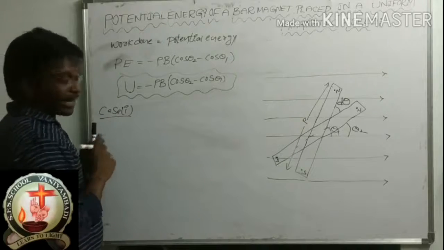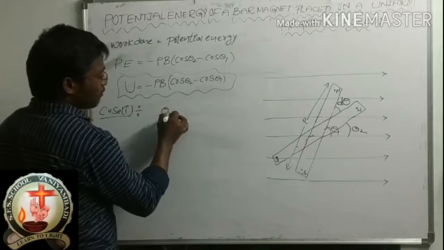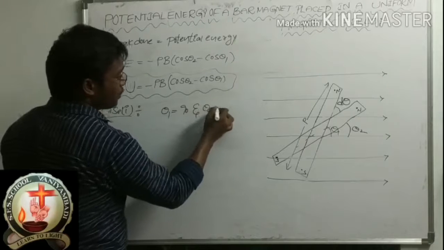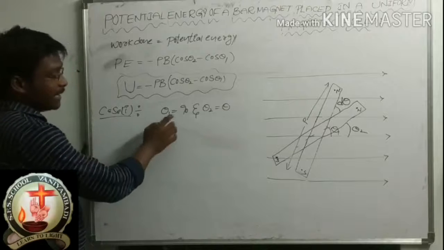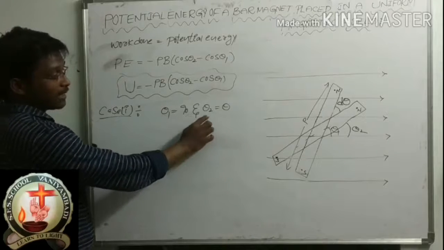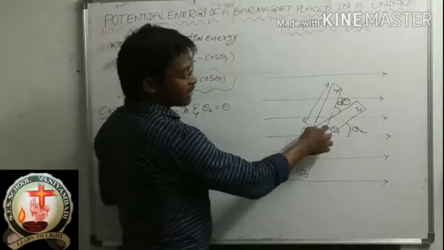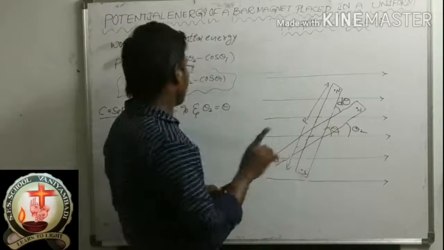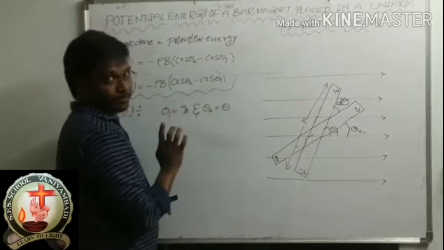Case 1, here I am taking theta 1 is equal to 90 and theta 2 is equal to theta. In the first case I am taking theta 1 is equal to 90, and theta 2 I am taking as theta.